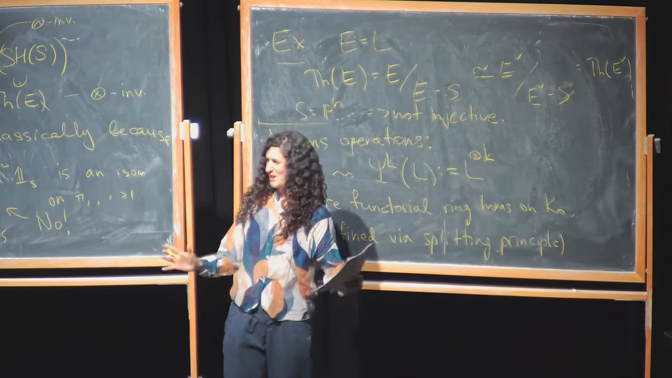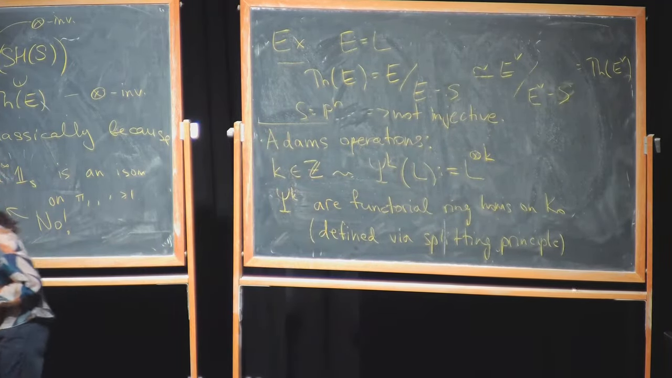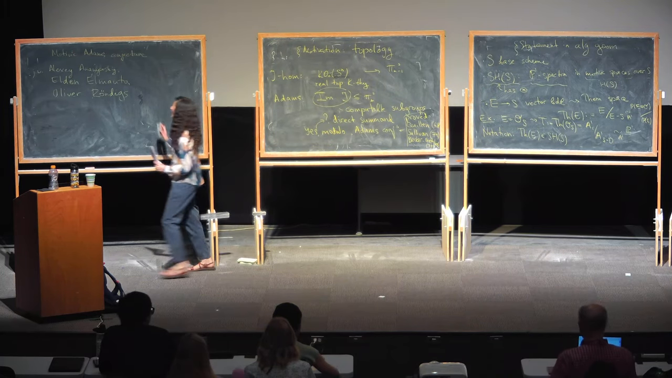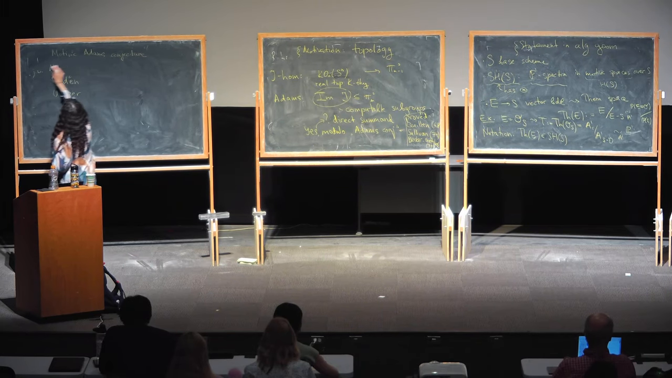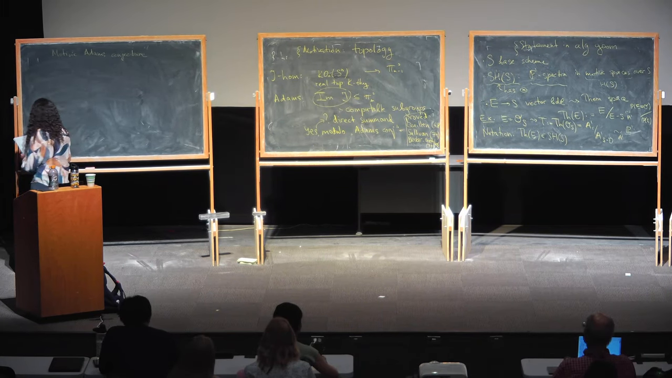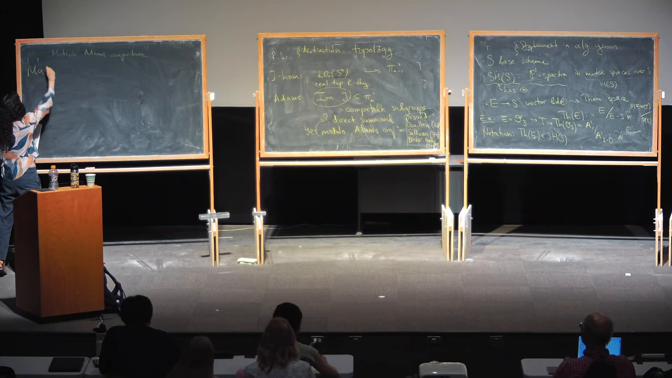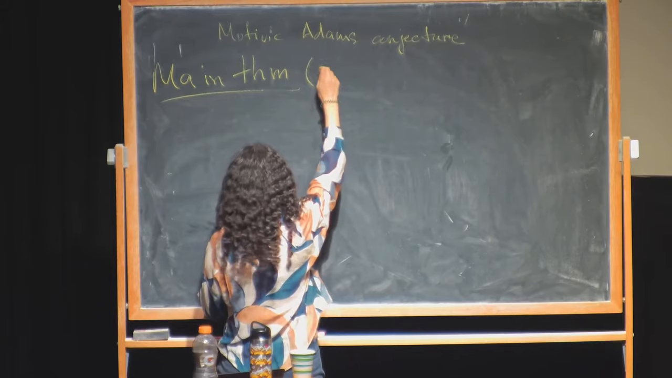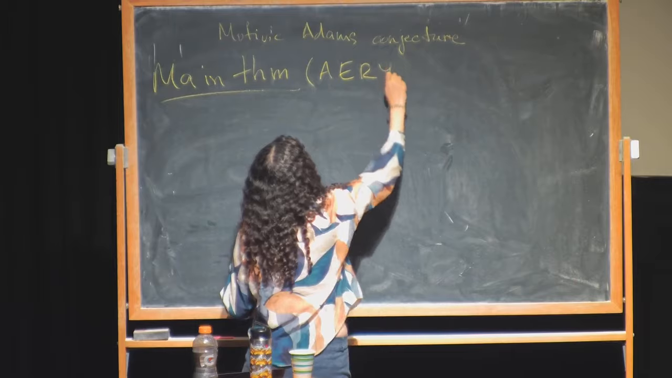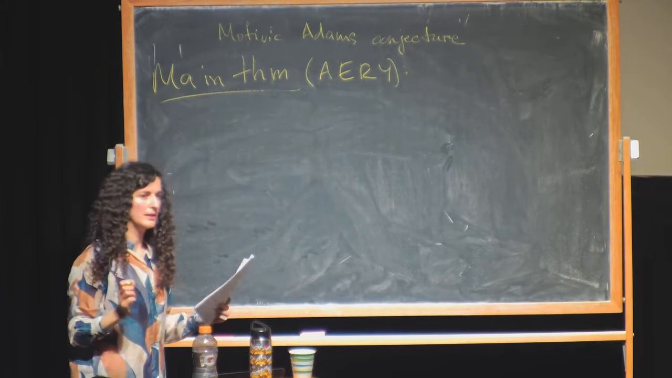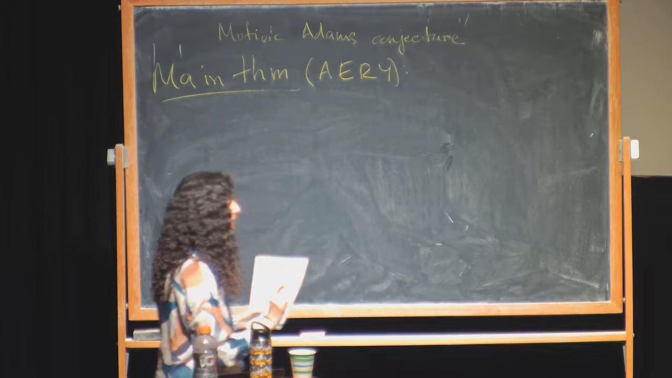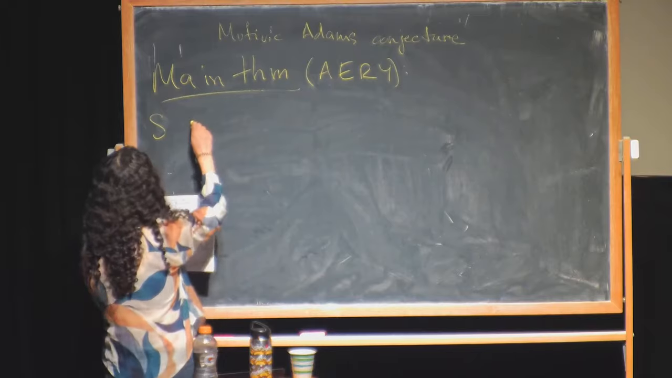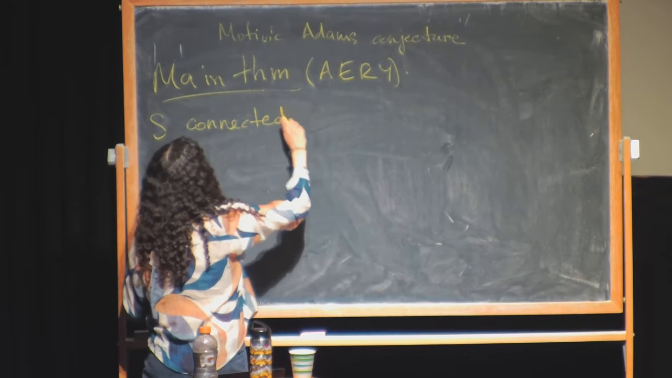Okay, with all that in mind, I can finally formulate the Motivic Adams conjecture. Or rather, I will tell you what we have proved. So the main theorem is as follows. We need the base scheme to be a little bit nice for things to work, so we ask it to be a connected regular scheme over a field.